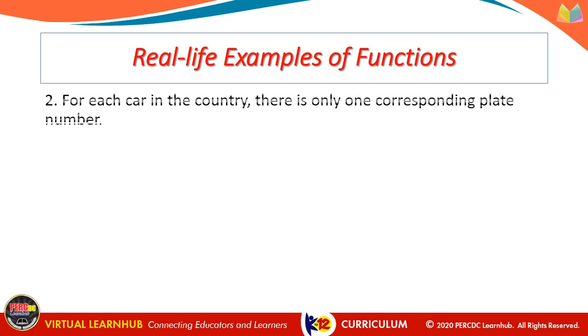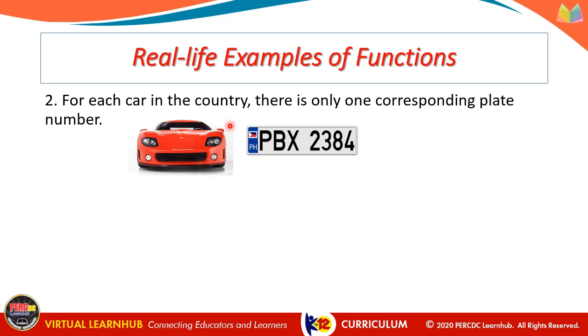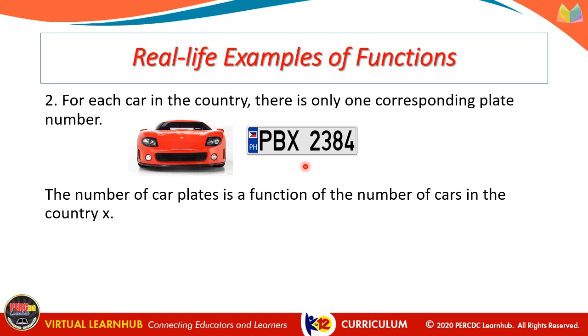Example number 2. For each car in a country, there is only one corresponding plate number. This car, for example, can only have one assigned plate number. There are no 2 cars in the country having the same plate number. Thus, we can say that the number of car plates is a function of the number of cars in the country x. We can write a function n of x is equal to x. N of x is the total number of car plates and x is the number of cars.